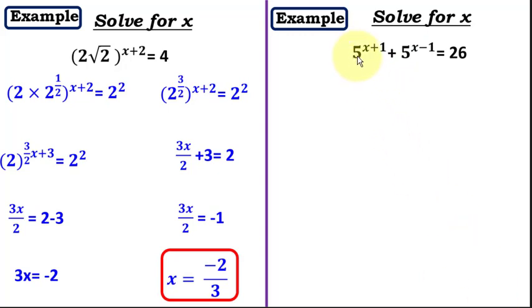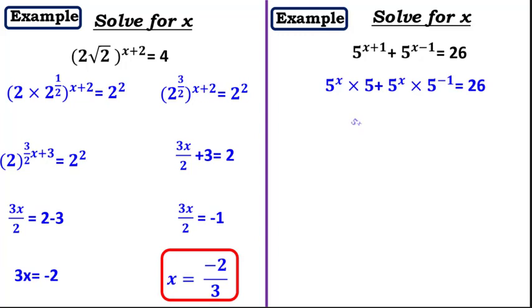We can write 5 raised to the power x plus 1 as 5 raised to the power x times what? Times 5. And we can write 5 raised to the power x minus 1 as 5 raised to the power x times 5 raised to the power negative 1. We can write it as here: 5 raised to the power x times 5 and 5 raised to the power x times 5 raised to the power negative 1 equals 26.